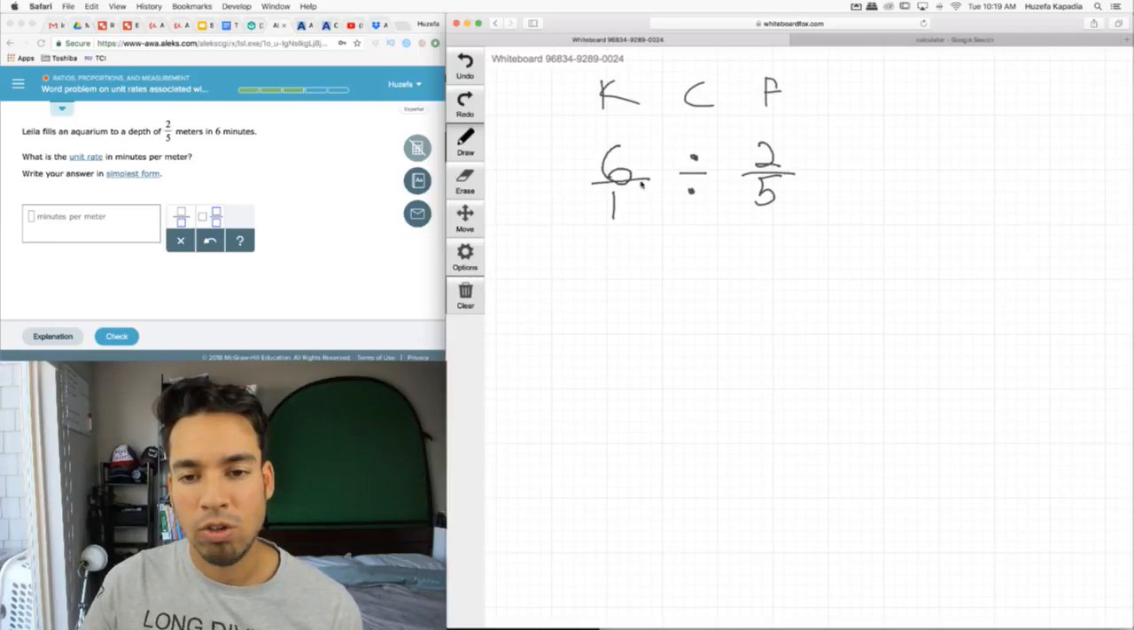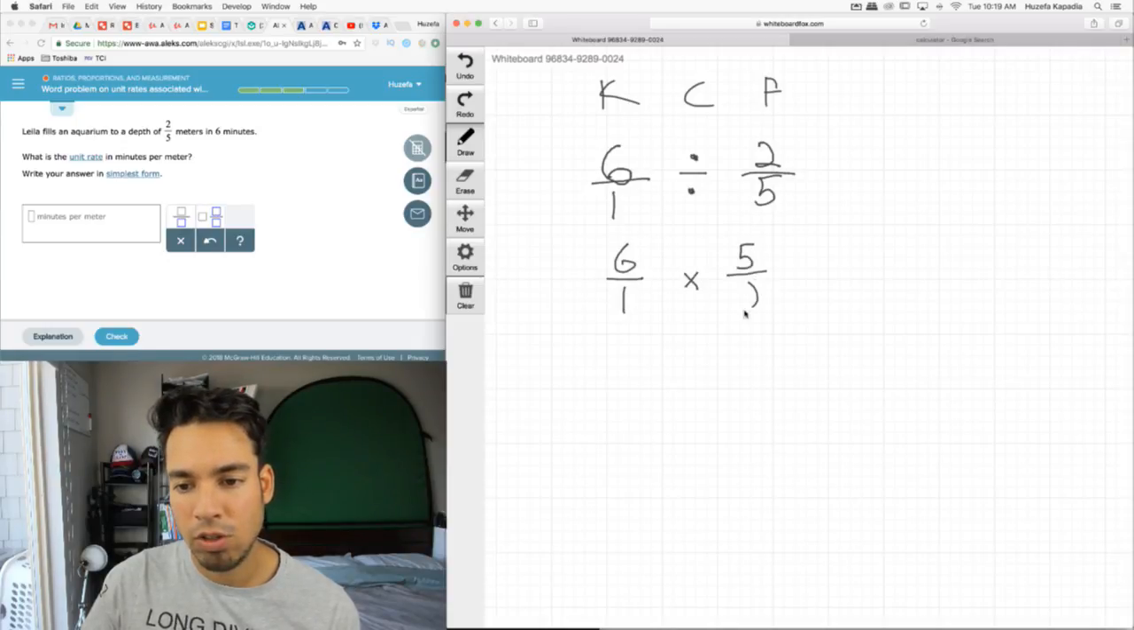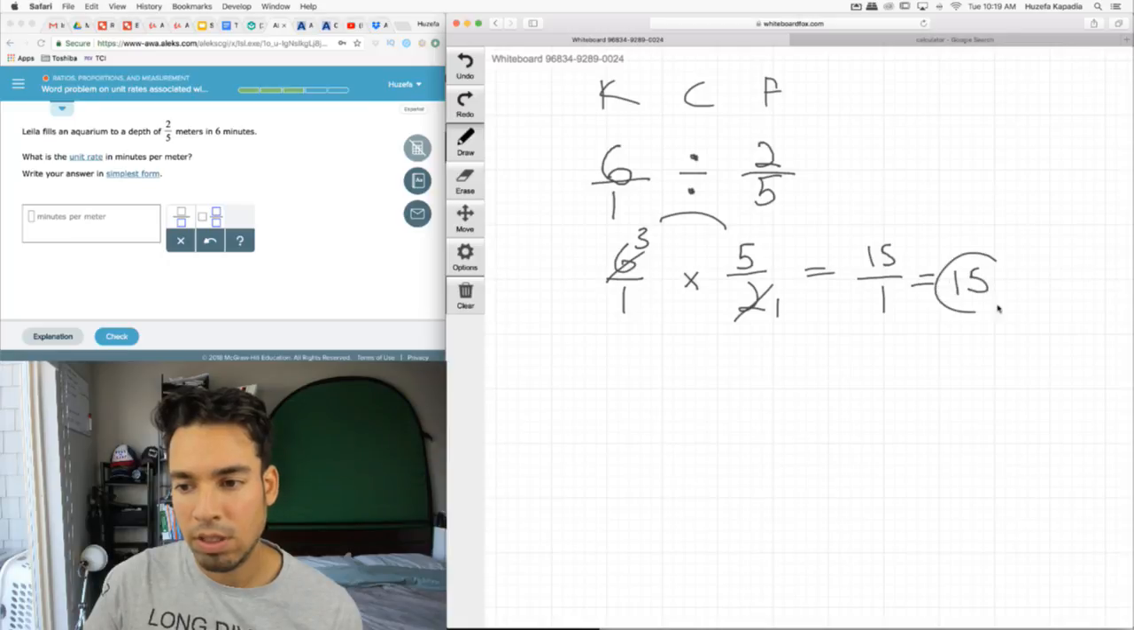So it's 6, I'm going to turn it into a fraction, over 1 divided by 2/5. Now let's do keep, change, flip. 6 over 1 times 5 over 2. Cross simplify, 1 and 3. Multiply across, and we get 15 over 1, which is 15.